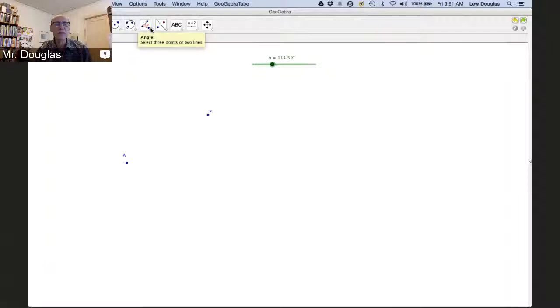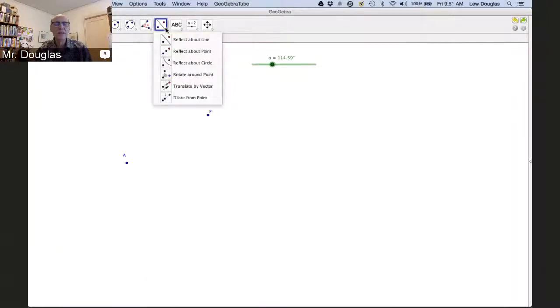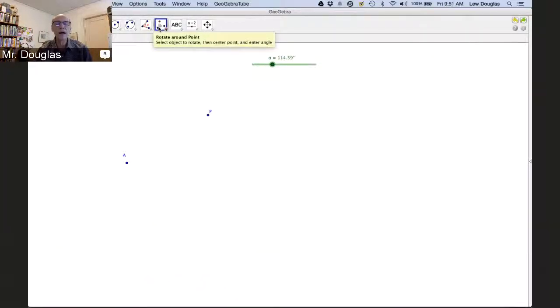All right, so now I want the rotation tool. So that's here. No, it's not. It's here. Rotate around a point. I have to select an object to rotate, then the center point, then the angle. Before I do that, let's make a segment so we can see it better. From here to here. Okay. And move this whole thing a little bit. There we go, in the middle of the screen.